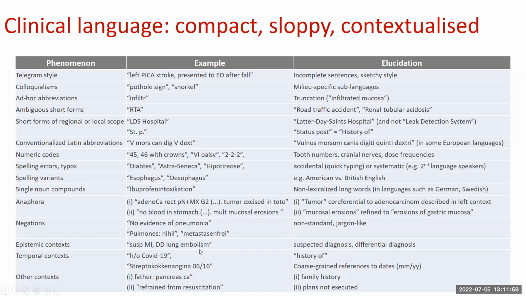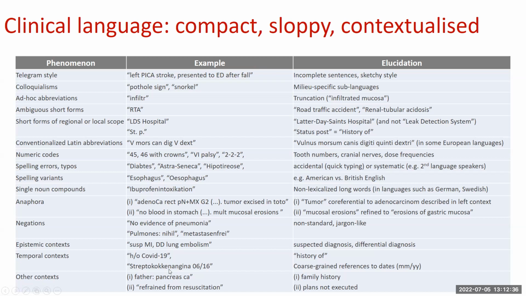And then you have those so-called epistemic contexts which express uncertainty or hypothesis. For instance, here a suspected MI, differential diagnosis, lung embolism. And in order really to understand this text, it is very important that this is not really a fact. This is still a hypothesis. So I think if you, let's say, for epidemiological purposes, want to count the occurrences of lung embolisms, you should not count that because it's just a differential diagnosis.